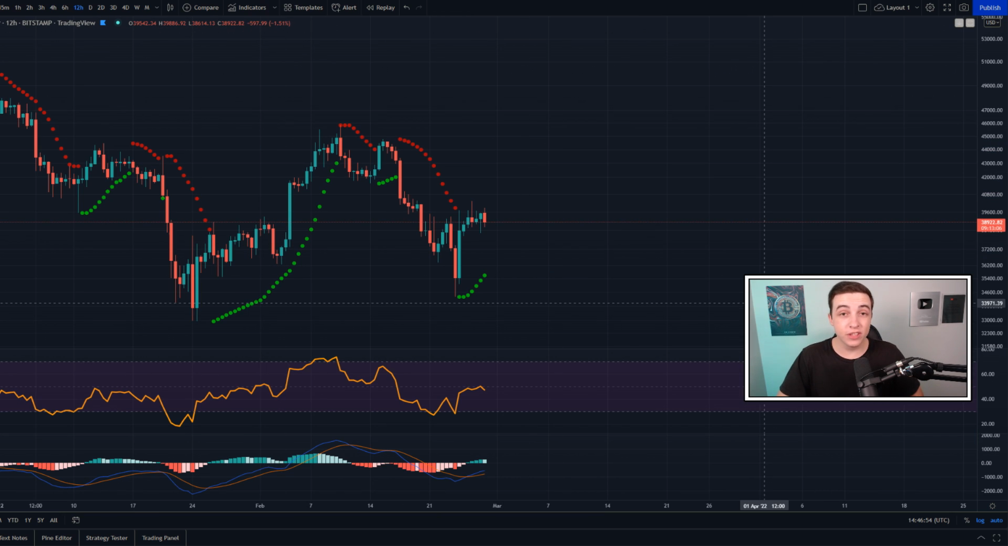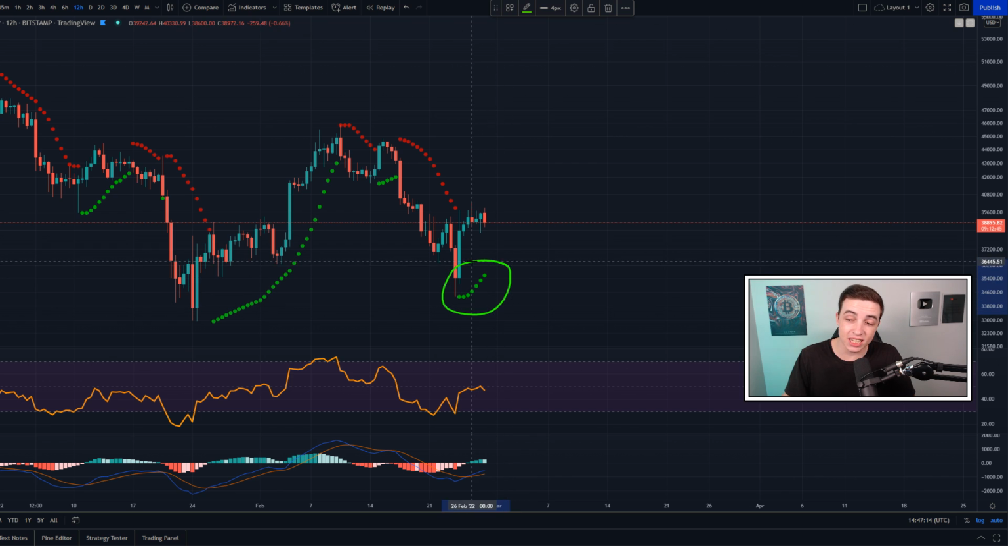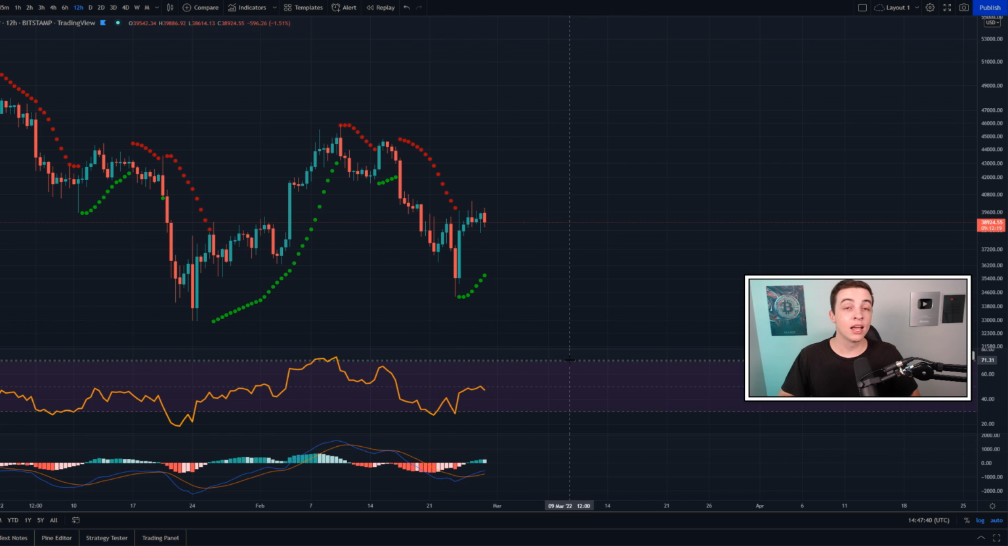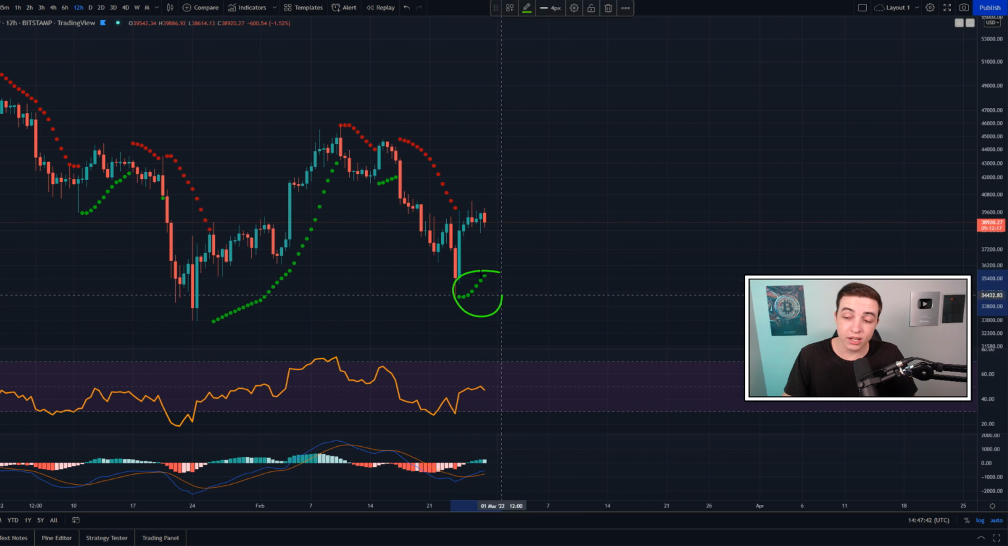Once again, for those of you that watched my last Bitcoin update video, you would already know this, but for the new viewers on the channel, the 12-hour parabolic stop and reverse indicator is sitting in the green, and both the 12-hour RSI and the 12-hour MACD are technically trending to the upside. And the last time that we saw all three of these indicators trend in the bullish direction was around a month ago.